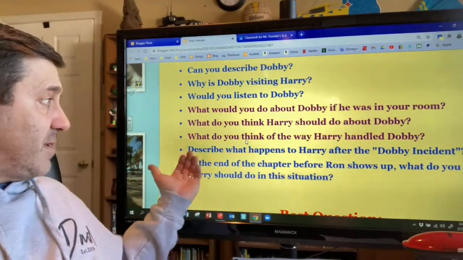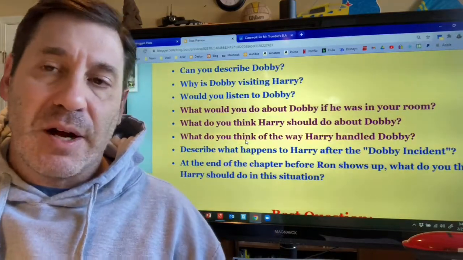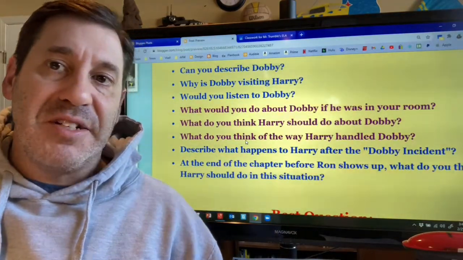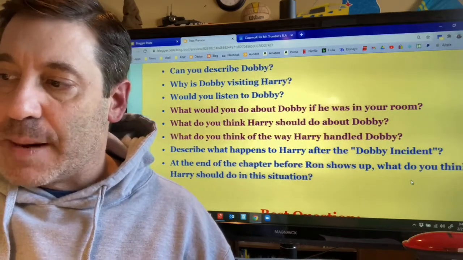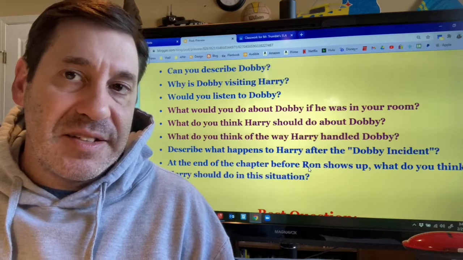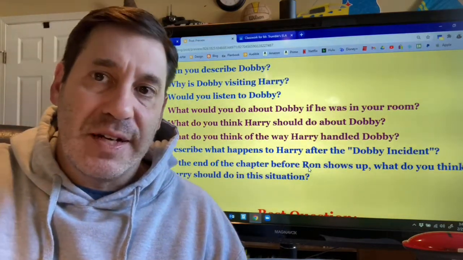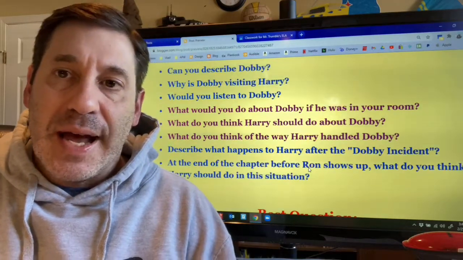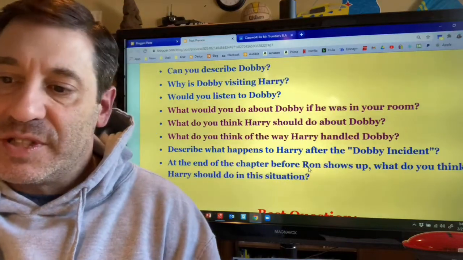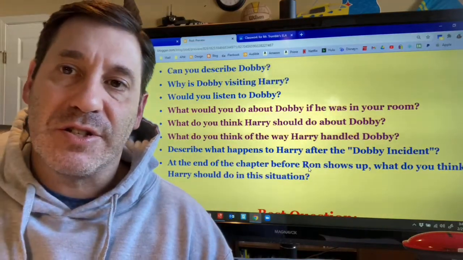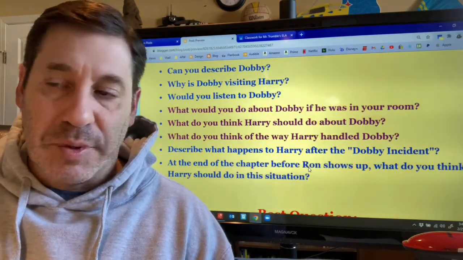And then take some time to describe what happens to Harry after the Dobby incident. This is where I was stopping all the time, saying that things are looking very dark for Harry. And lastly, at the end of the chapter, before Ron shows up, what do you think Harry should have done in that situation? When Harry is feeling hopeless, before we ever get to that last line of chapter 2, and Harry sees Ron outside of his window, if that was you, what would you say to Harry? What should Harry do in that situation? These are all things you can think about after reading chapter 2.